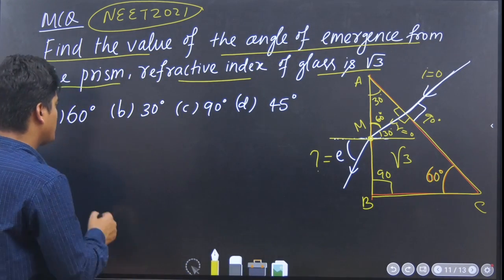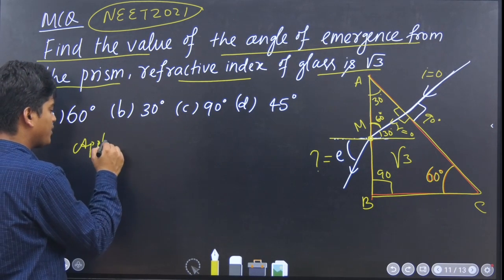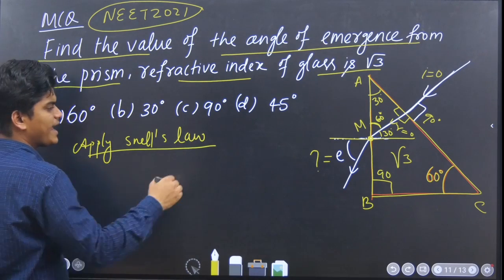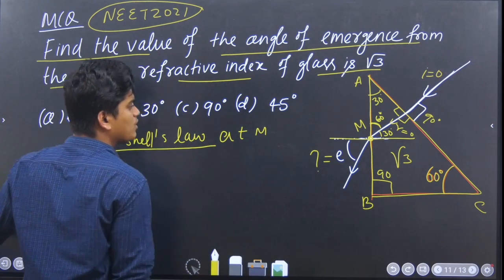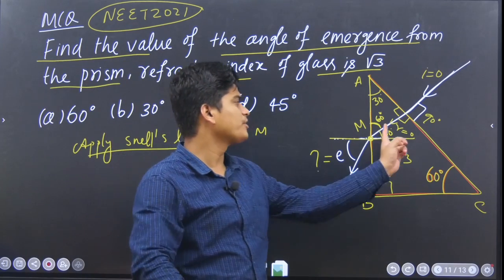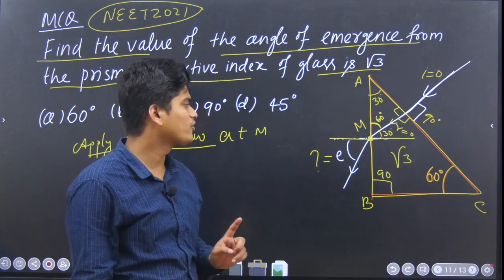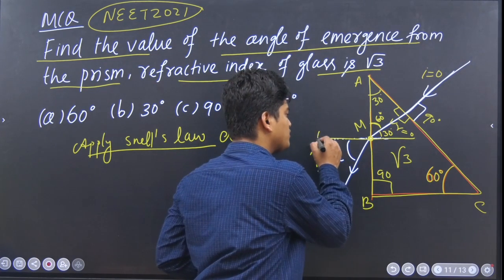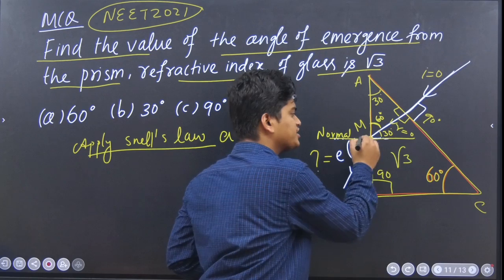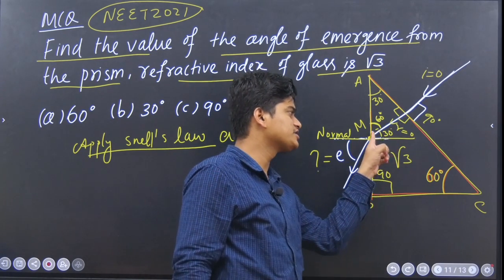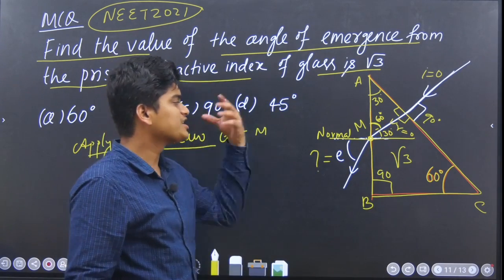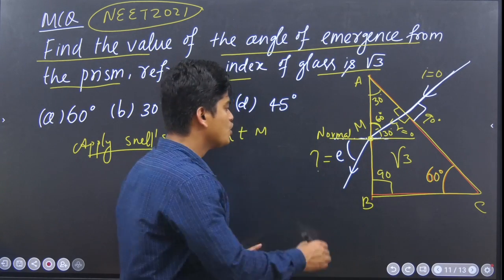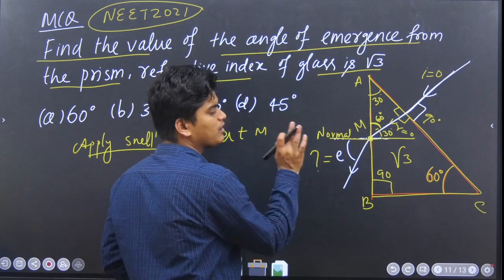Now, what we will do here? Simply you apply Snell's law at M point. At M point, what does Snell's law tell? If a light ray is coming from one medium going to another medium, then what can you write? The incidence angle is 30 degree here, because this is the normal. The incident ray is making a 30 degree angle. So, sine of the angle of incidence into the refractive index equals the other refractive index and sine of the angle of emergence.